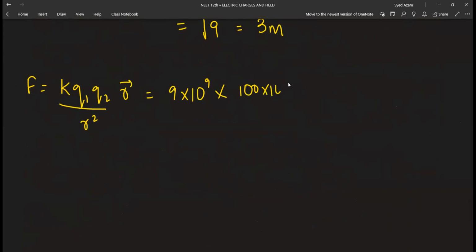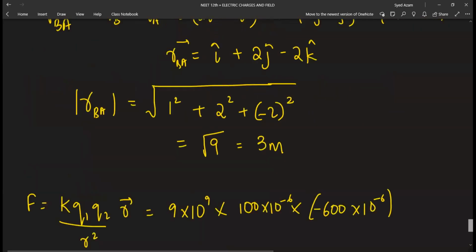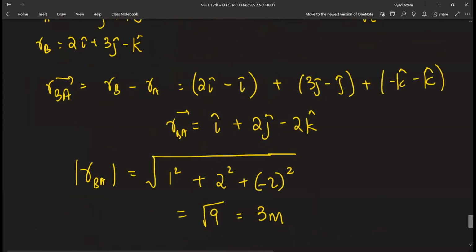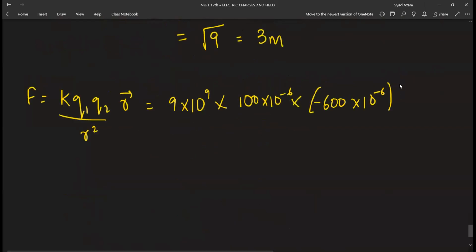100 into 10 to the power minus 6 into minus 600 into 10 to the power minus 6. Now we have to put the r vector. What should I write? Ma'am, R vector will be i cap plus 2 j cap minus 2 k cap. Correct. This is R for us now. So this will be i cap plus 2 j cap minus 2 k cap.